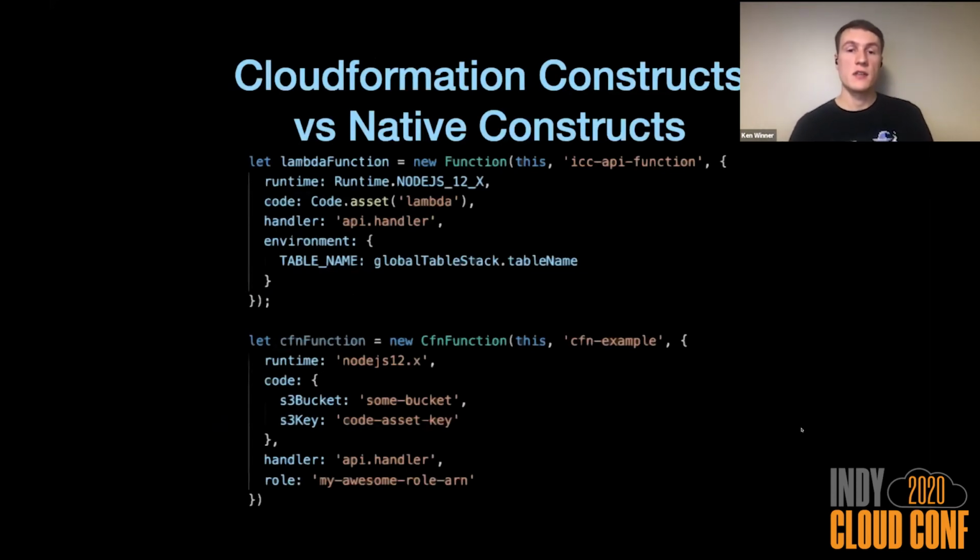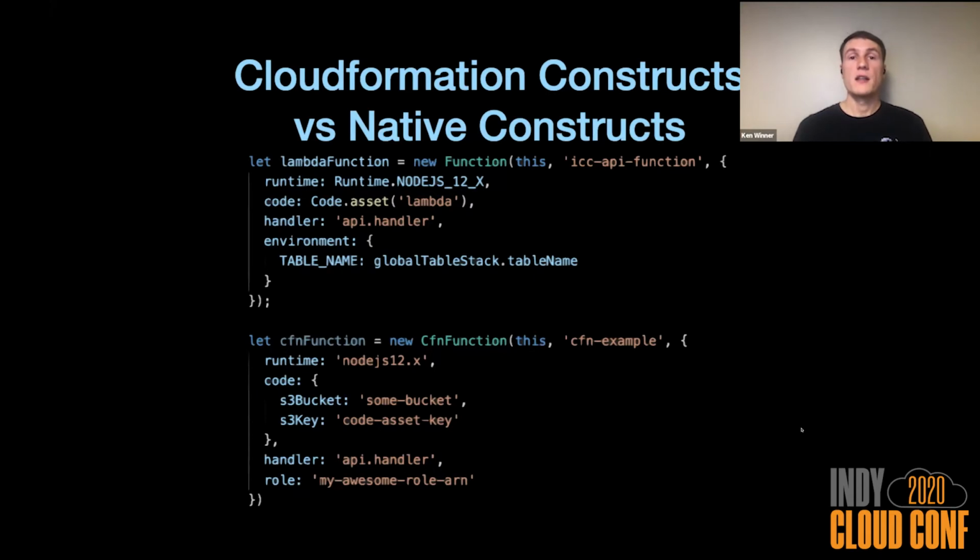So a native construct, in my opinion, to the CDK is something that they have built for the CDK. So at the top here, you have let lambda function equal new function. So a function is a lambda function. We've imported this from the AWS Lambda CDK package, and it's built in a specific CDK opinionated way. It takes these values and then you build it.